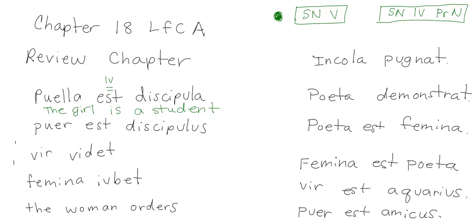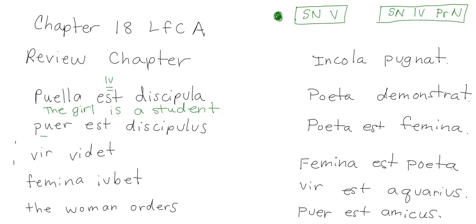Puella est discipula. We have to match that gender. And we match both. This is nominative and that's nominative. So we're going to match our case and we're going to match our number. One girl is one student. So there's our answer. In the simple form, the girl is a student.